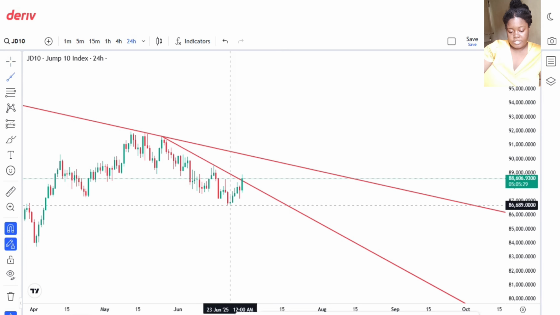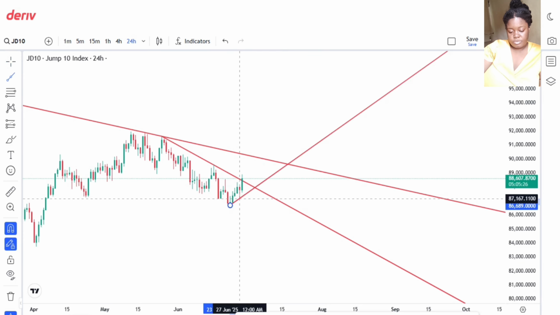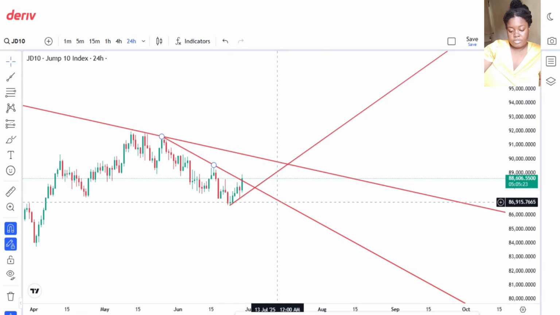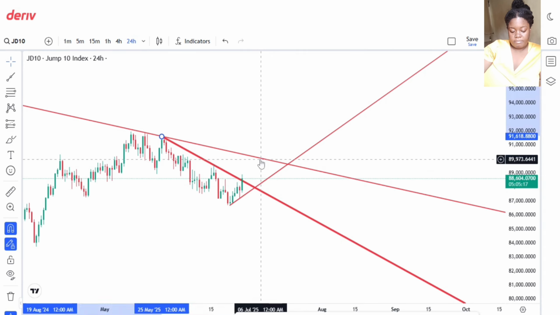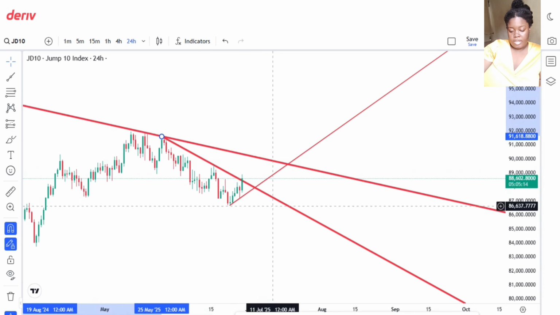Also, I can come in with another trend from that point A there to this candle on the 24-hour, and because we're on the higher time frame, let's just thicken this so we can know that it belongs to the higher time frame.